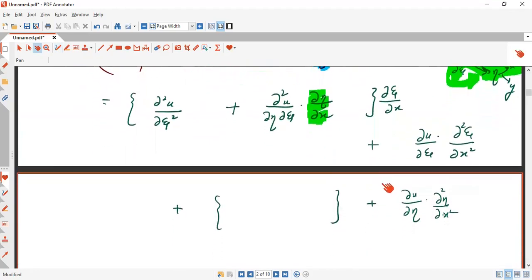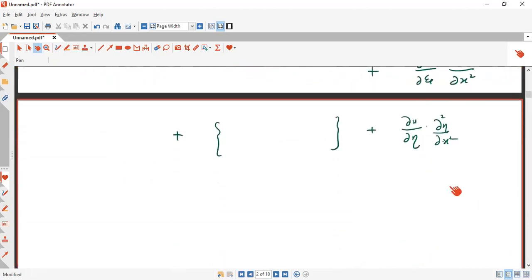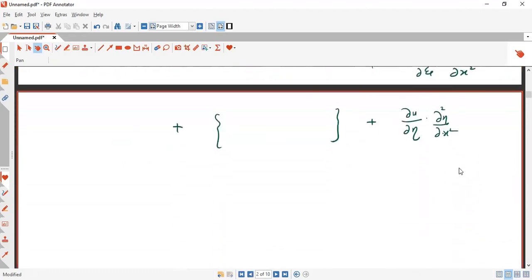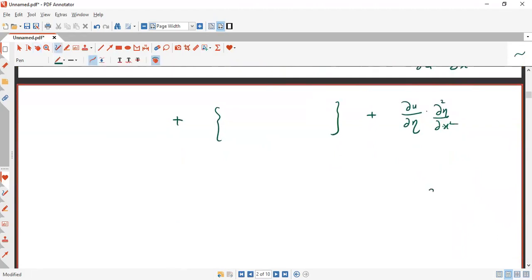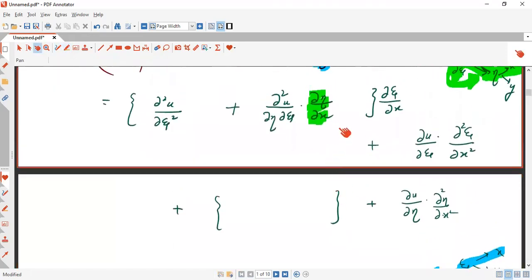And del u upon del eta. Now you are differentiating with respect to x, so it will become what? Del u by del eta again. This del u upon del eta is again in terms of xi and eta, and this xi is in terms of x and y, and this eta in terms of x and y. Now we have with respect to x again, but in case of eta. And I know this del u upon del eta is also a function of xi. So how will it look?